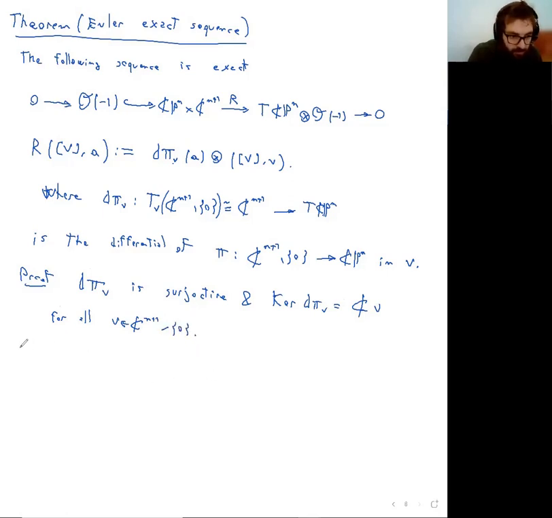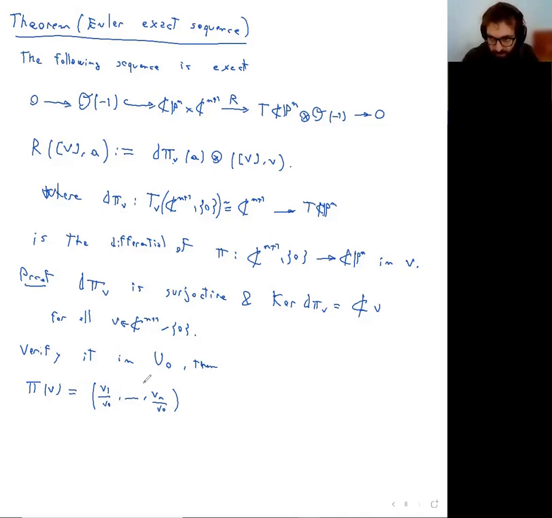Okay, so we just verify it on a local chart. Let's say U0, so it's easier. And then we simply have that P of V in that local chart is simply V1 over V0, comma, ..., Vn over V0. Here again, I'm abusing notation, which is something I hope you're getting used to. Here, I shouldn't put this, I should put the inverse trivialization of this, right? But we always say that this is the same thing. And now we simply compute the differential. And the differential is going to be an n times n plus 1 matrix. And it's just the matrix of the gradients.